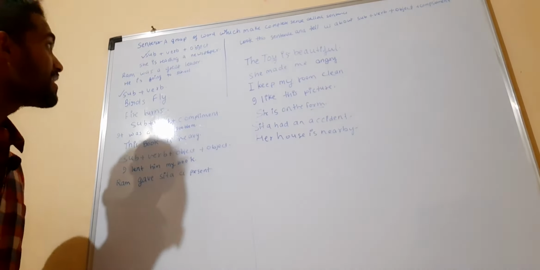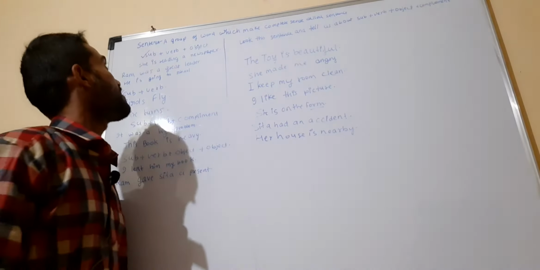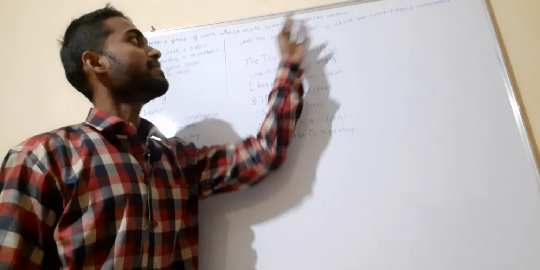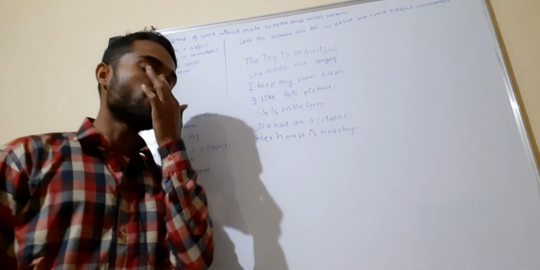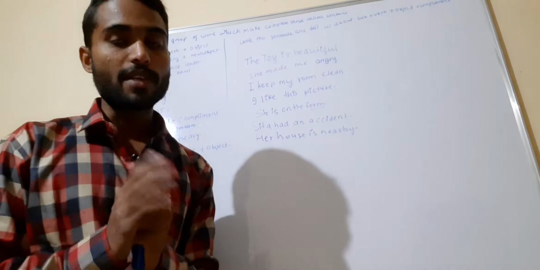Hi, today we will learn what a sentence is. A sentence is nothing but a group of words which makes complete sense. There are two things in a sentence: the subject and the predicate.